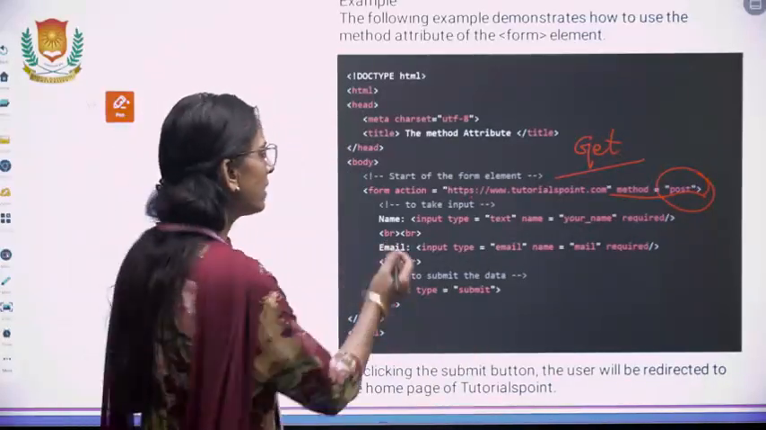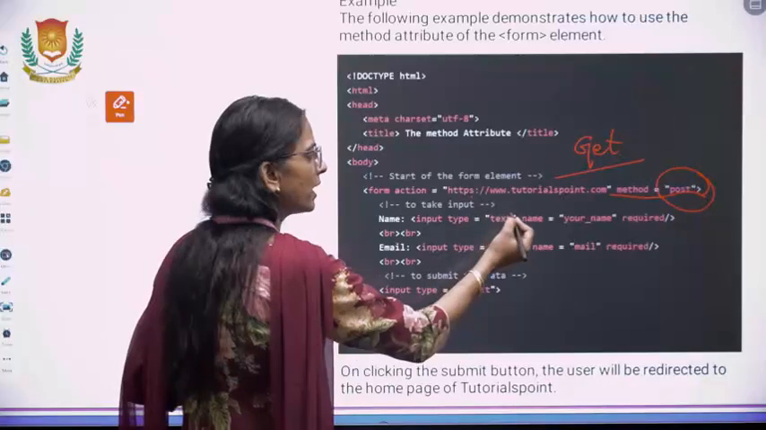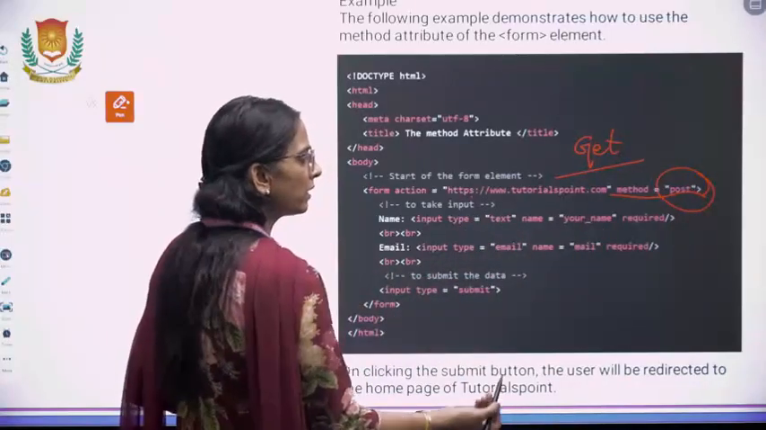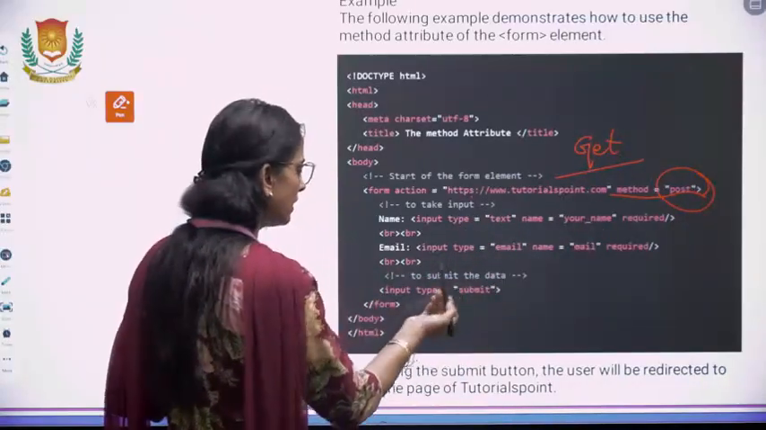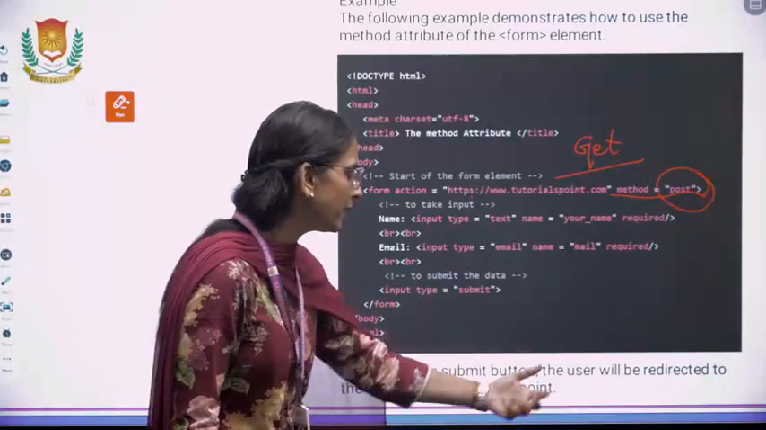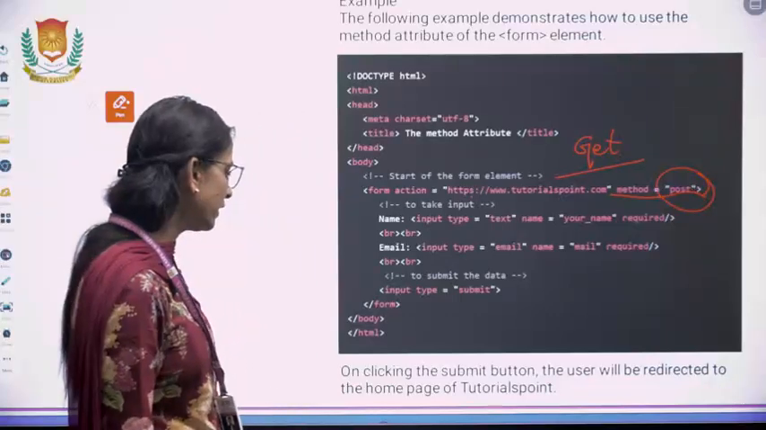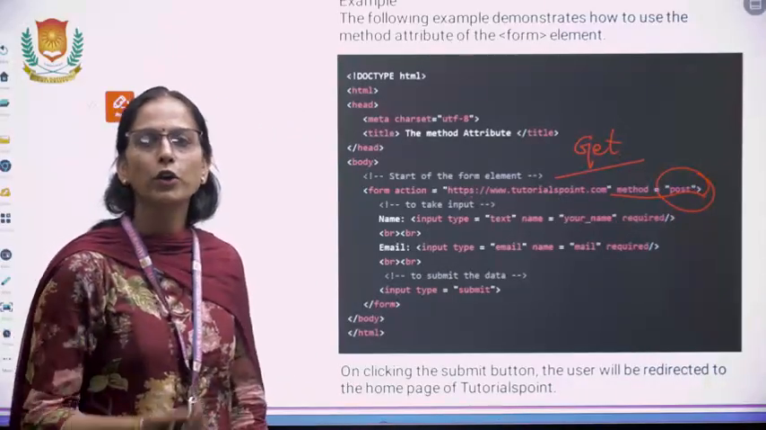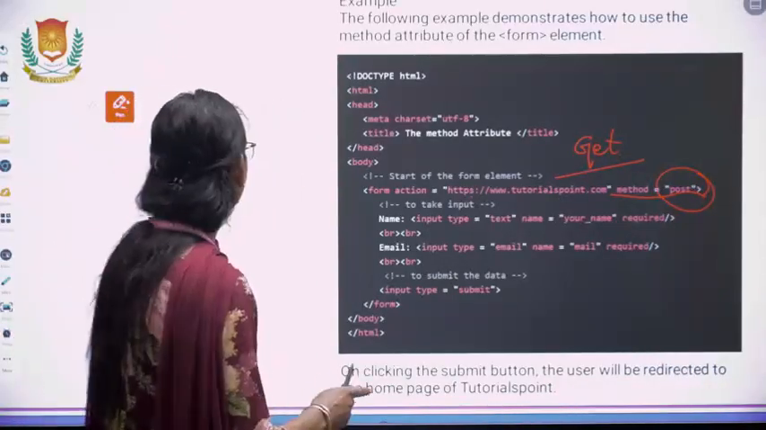Then again the same example is given there. Input type text, name is capital, then required, then email ID, then the submit button. On clicking the submit button, the user will be redirected to the home page of Tutorials Point.